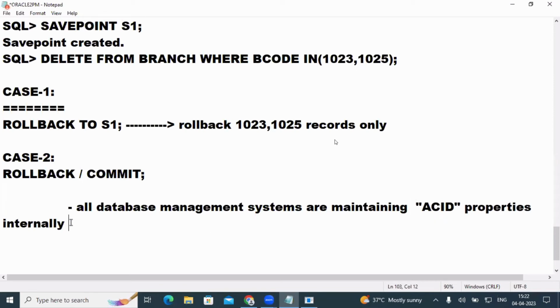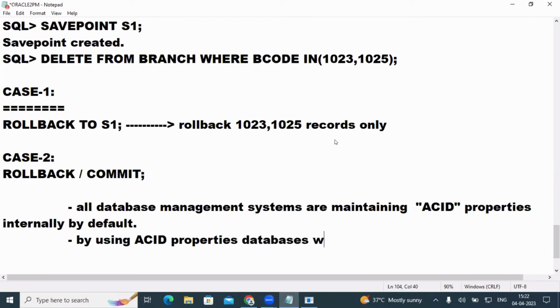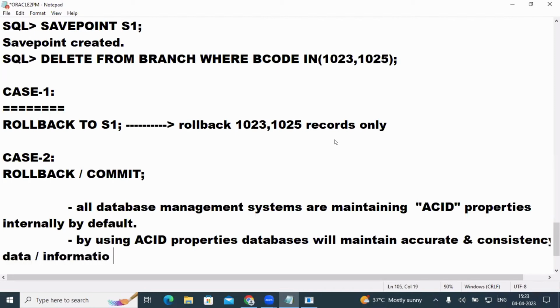Containing ACID properties internal. By using ACID properties, databases will maintain accurate and consistent data and information of transactions.